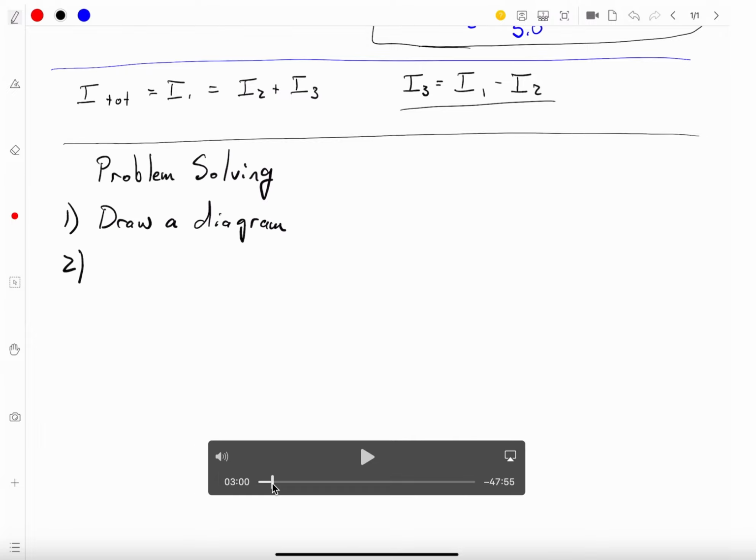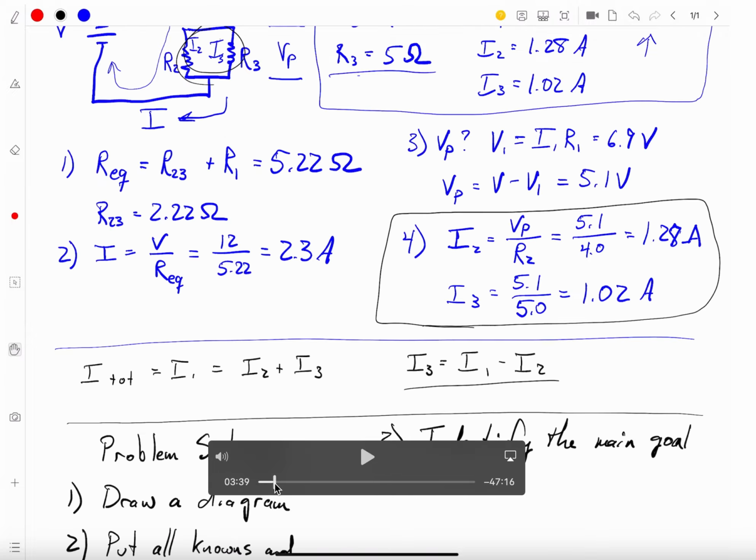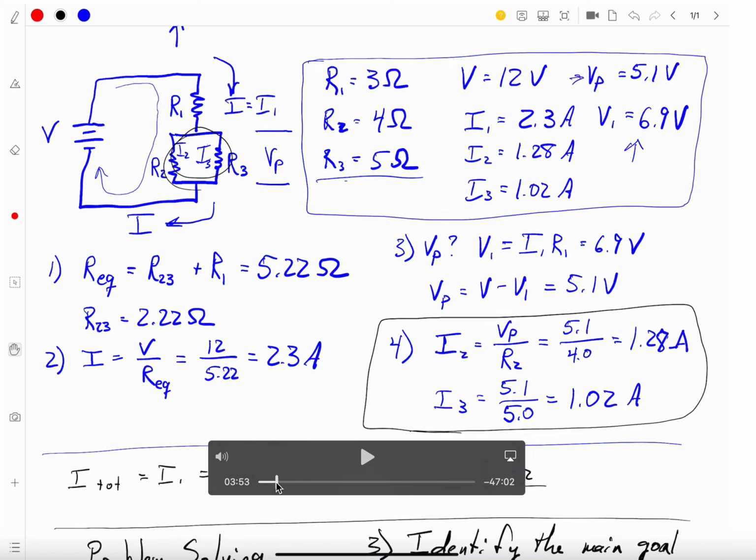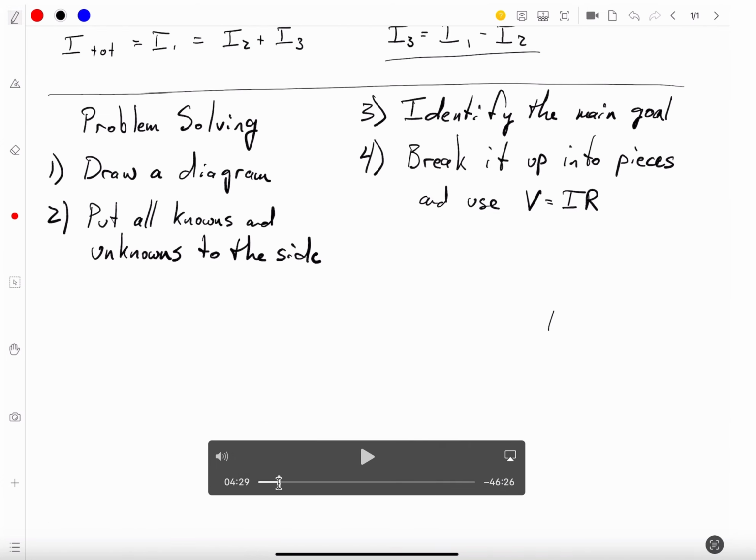So let's talk about problem solving. In these situations, the first thing you do is draw your diagram. Hopefully you guys have noticed that I drew my diagrams. Secondly, we put all of our knowns and unknowns off to the side, and we identify the main goal.